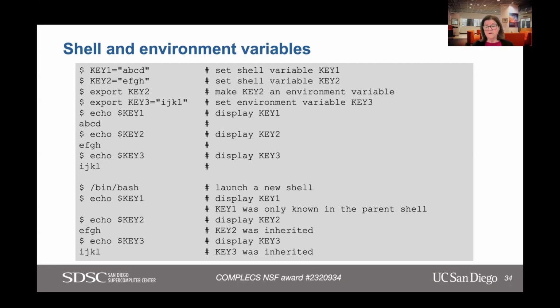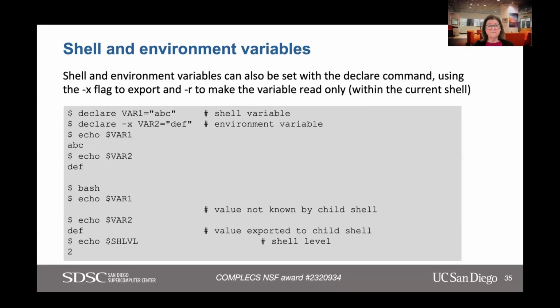You can just pass this data from process to process. Variables can also be set with the declare command, using the -x flag to export and -r to make it read-only, for example when you don't want that variable changed. So you declare var1 equals ABC, declare -x var2 equals DEF. The -x flag is to export, and then echo var1 and echo var2.